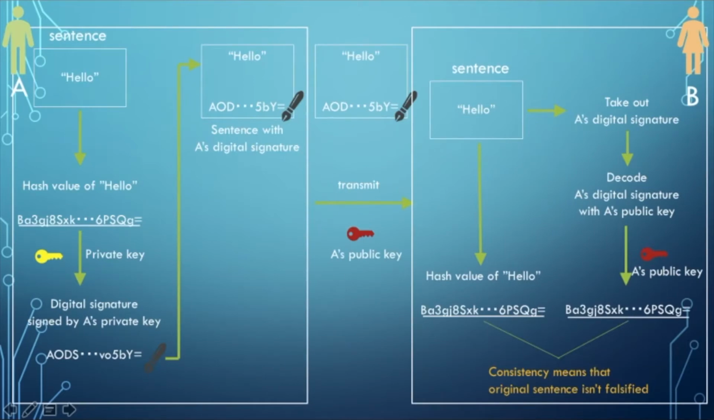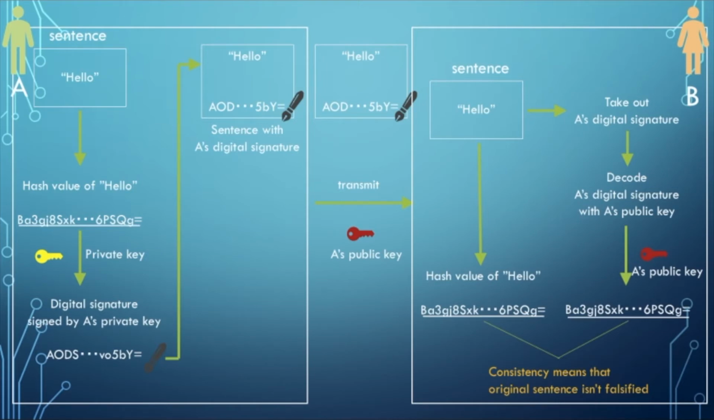Consider a case that Mr. A sends a document hello to Mrs. B. Firstly, A's original message hello is converted to a hash value. Then the hash value is encrypted with A's private key, and this is a digital signature. A sends an original message hello with a digital signature with A's public key.